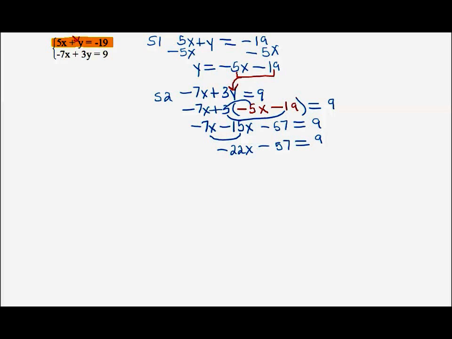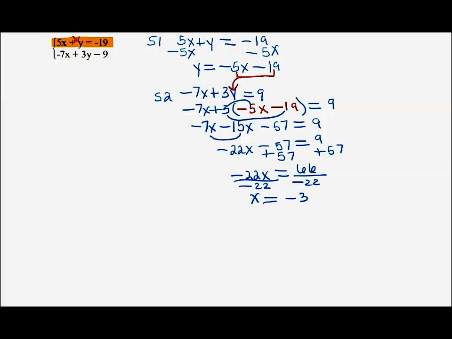Equals 9. Now here I'm just solving for x. Add 57 to both sides. And this gives me a negative 22x is equal to 66. I'll divide both sides by a negative 22. And that leaves me with x is equal to negative 3.